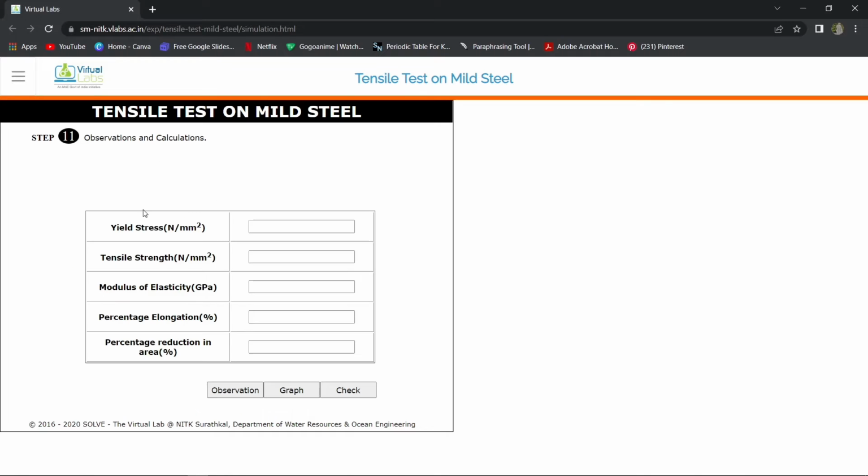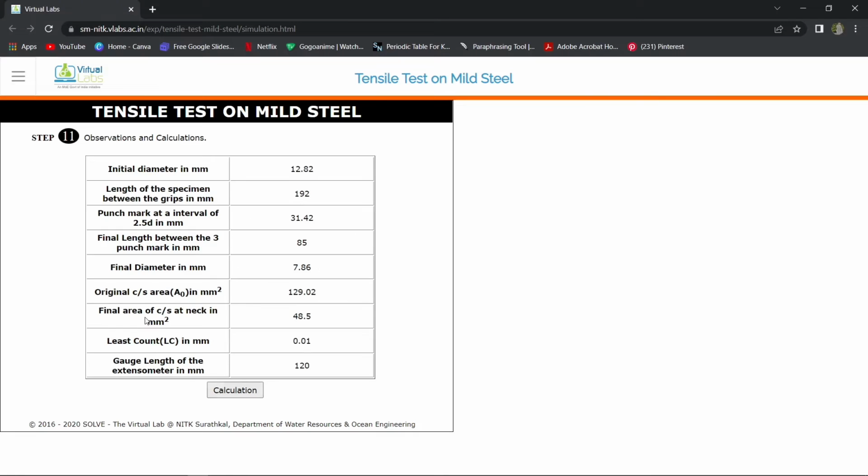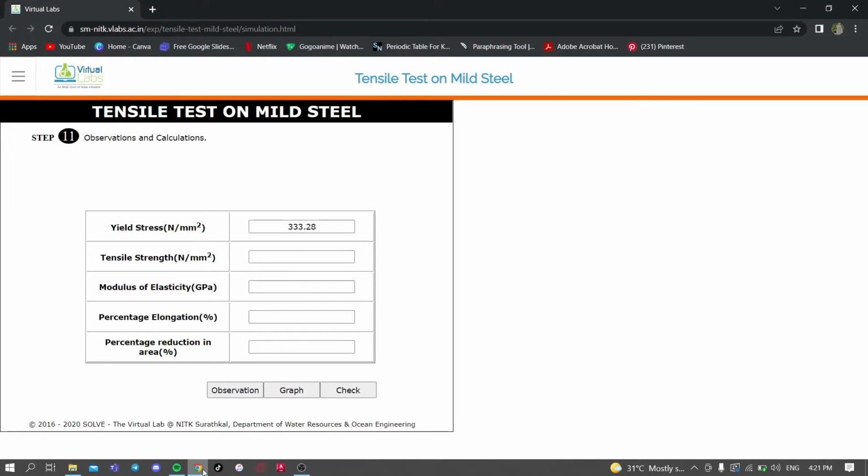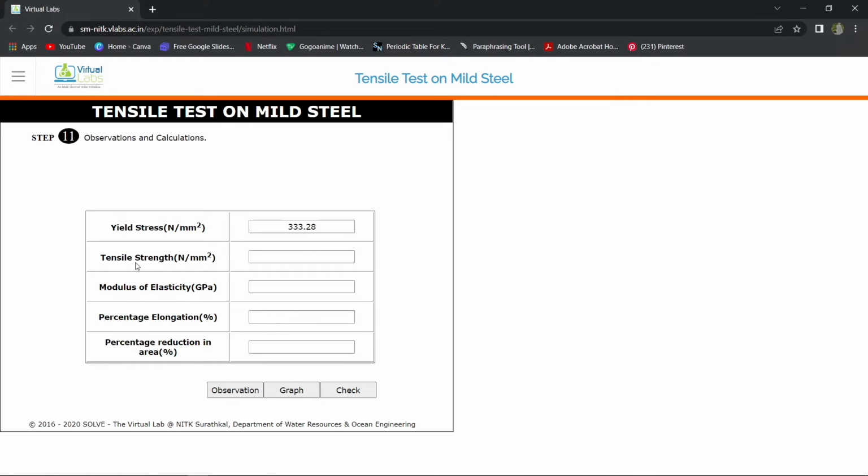The formula for the yield stress is the load in newton at the point of yield stress divided by the original cross-sectional area in square millimeter. The original area is 129.02. So the yield stress we get is 323.28.